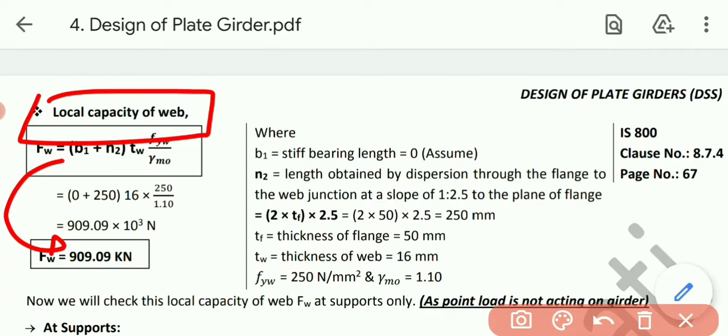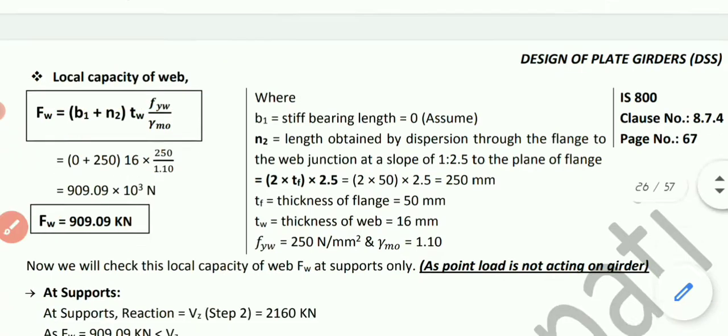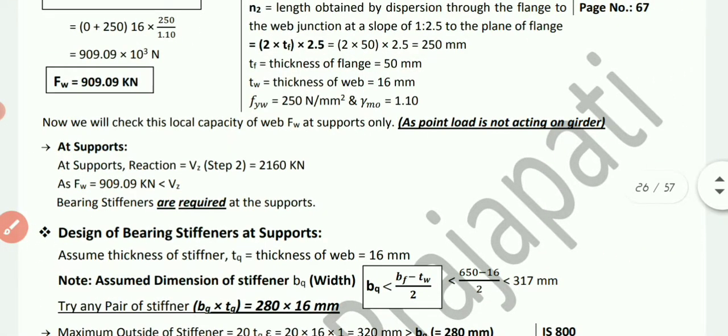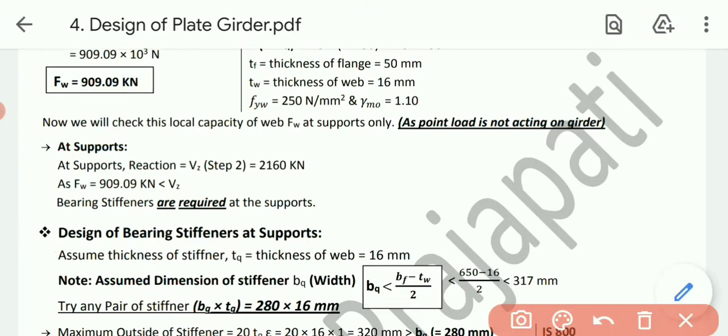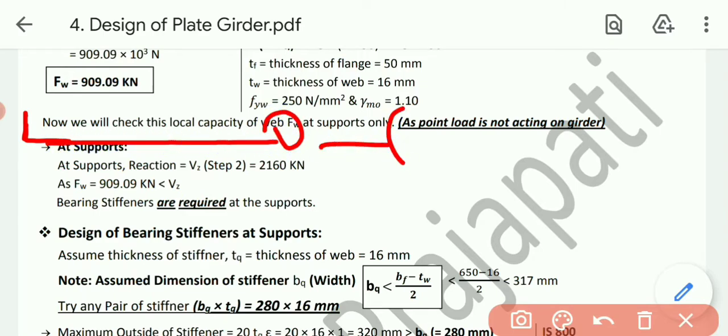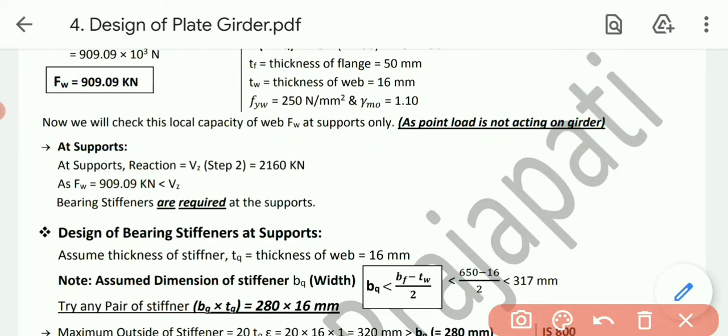Now it just needs to withstand the load at two places. Number one, below the point load, and number two, at the support. In this case the point load is not given in the data, or it is not acting on the girder. So we will check this local capacity of the web FW at the support only.